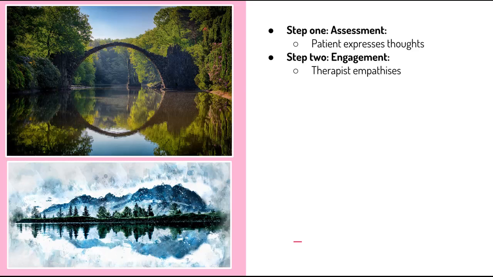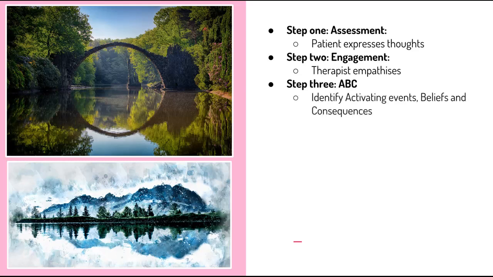Stage 3. ABC. A. Activating event. What is triggering your problem? B. Beliefs. Why do you think this event happened the way it did? C. Consequences. How do you react in these situations? What impact does that have on your life, for example your behavior or your relationships with others?